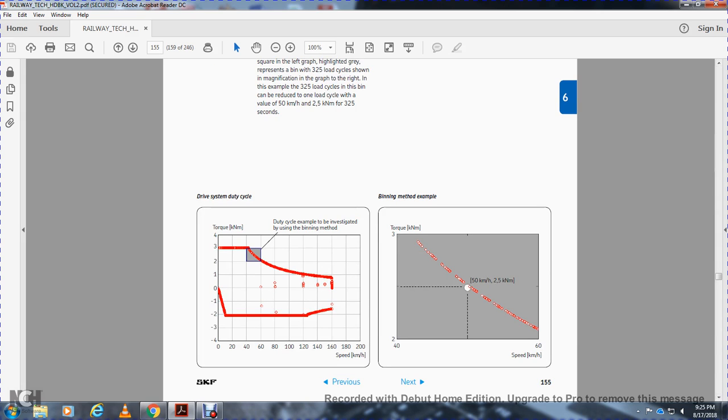This shows the drive system duty cycle of the example they investigated, using the bin map of torque in kilonewton meters and speed in kilometers per hour.